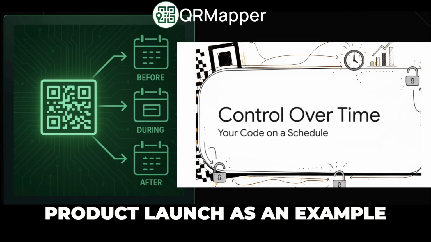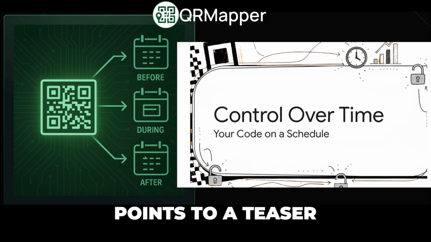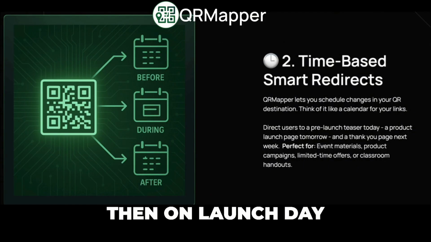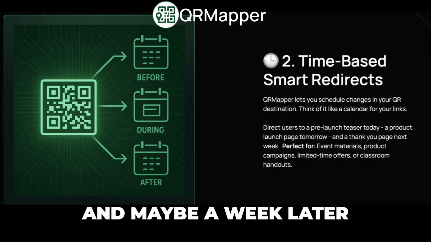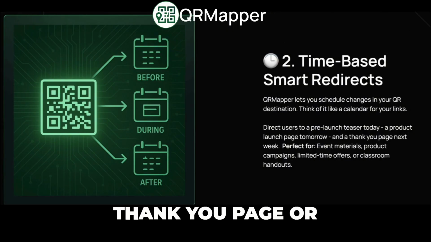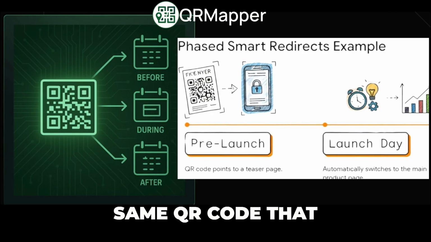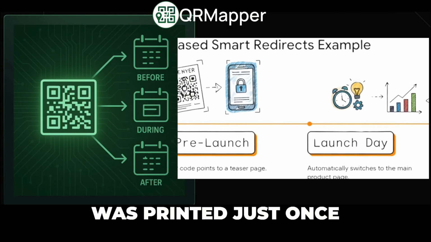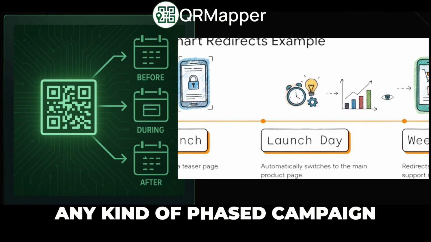The source uses a product launch as an example. Maybe the QR code points to a teaser page before the launch. Then on launch day, it automatically switches to the main product page. And maybe a week later, it goes to a thank you page or a support section. All using the exact same QR code that was printed just once. Okay, that's incredibly powerful for any kind of phased campaign.